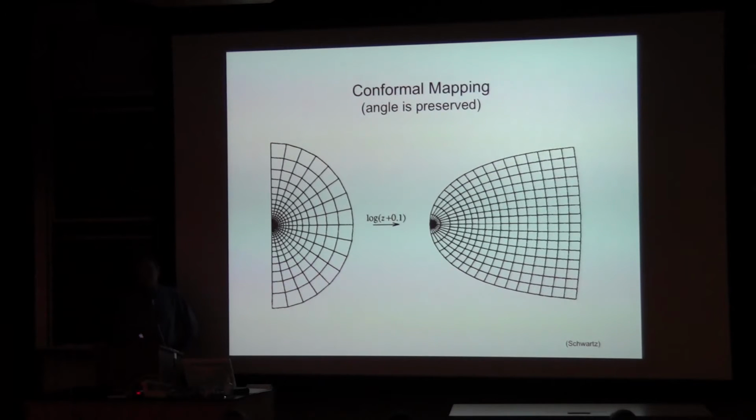It's generally a complex function. When they change the orientation and amplitude, then you change the angle. So basically, there is no shear.